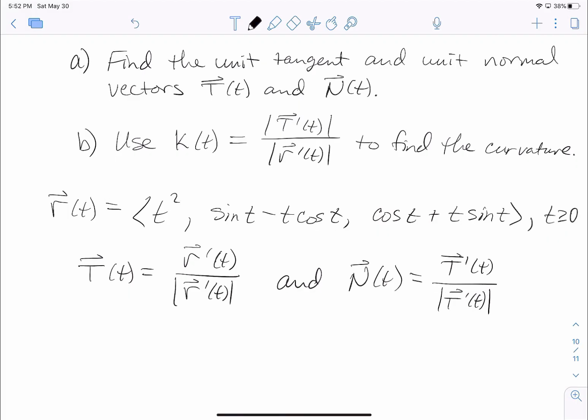You have the pieces that you need, you have the skills that you need. I'd like you to go ahead and pause the video, come up with the unit tangent vector and the unit normal vector. Come back when you're done.